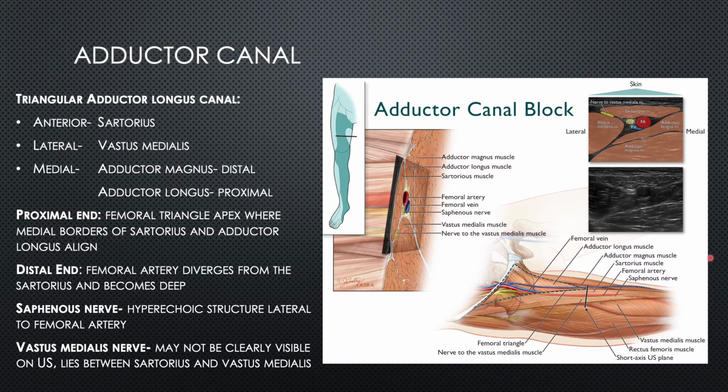Other images of note include the saphenous nerve, which is the hyperechoic structure lateral to the artery, and the vastus medialis nerve, which lies between the sartorius and vastus medialis, which is here, and it's not always visualized on ultrasound.